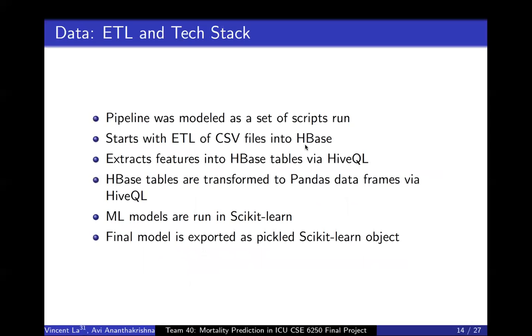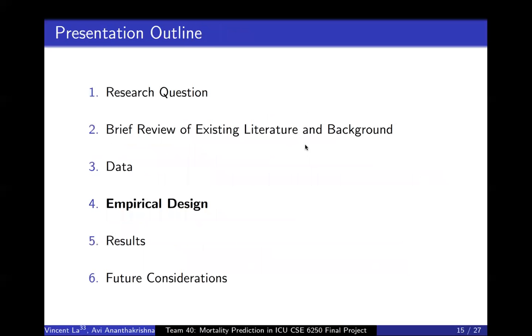So it starts with some extract, transfer, load, or ETL, of CSV files into HBase. Then we extract features into HBase tables via HiveQL. HBase tables are transformed to pandas data frames via HiveQL. And then finally, once we're done with the ETL process, on top of that we run some machine learning models that are built on scikit-learn in Python. And then we exported our best model, which ended up being a random forest model, as a pickled scikit-learn object.